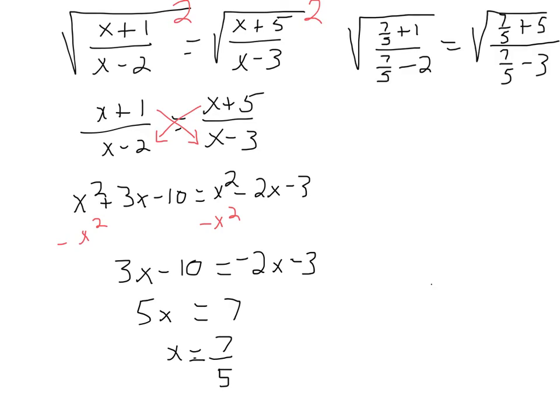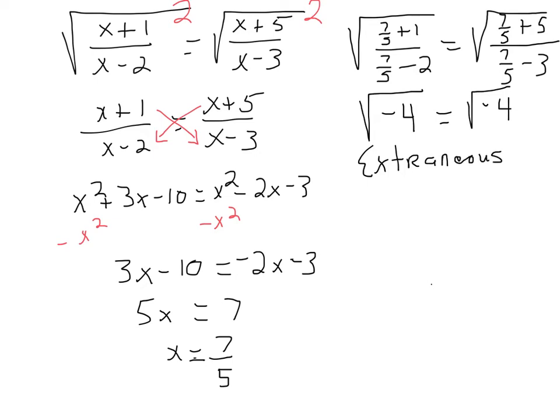Now let me backtrack a step or two. Let's check our answer, see if this is really a solution to this equation. So if I plug 7/5 in for x, I will notice on the left side I get the square root of a negative 4. On the right side I also get the square root of a negative 4. This is what we call then an extraneous root.